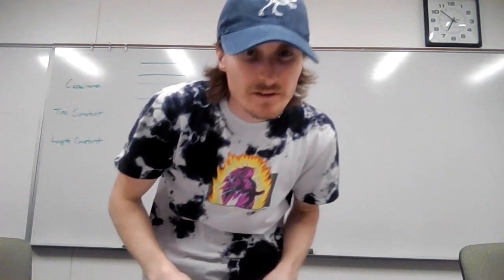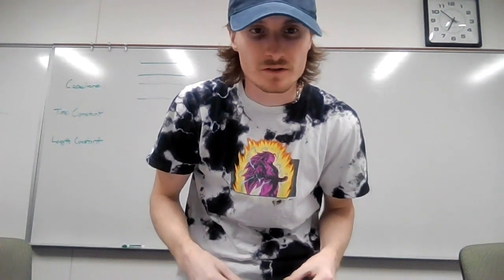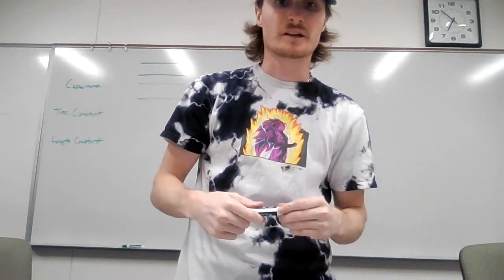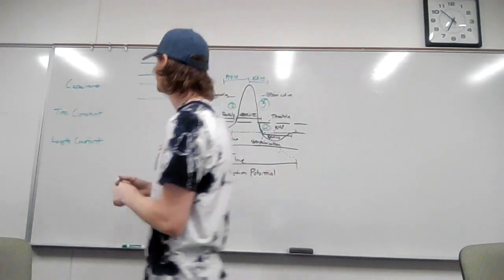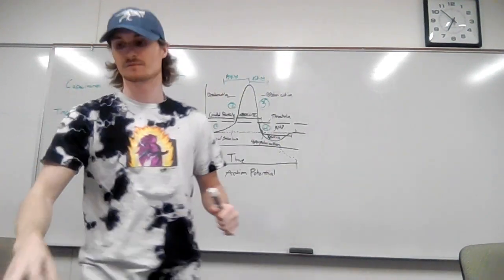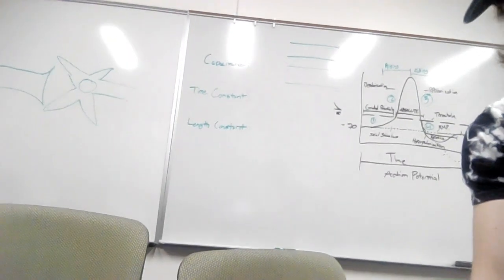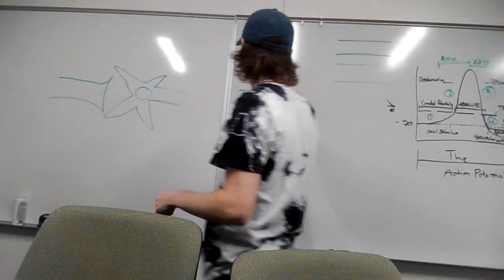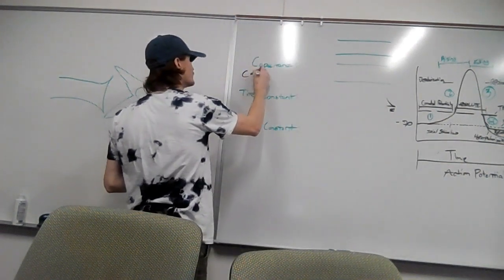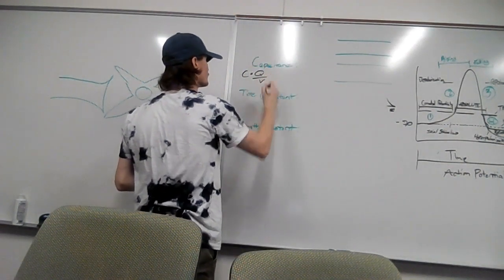So let's see, we have next, for each phase, describe the actions. I already did that for the channels as well. Compare and contrast graded and action, I did. Give an explanation of capacitance, time constant, and length constant. So capacitance, you can see over here, I have a few things drawn just so I didn't have to erase everything. Capacitance is just going to be your charges per your volts.